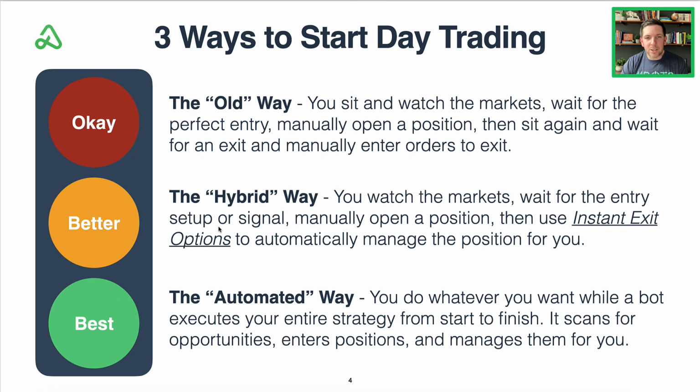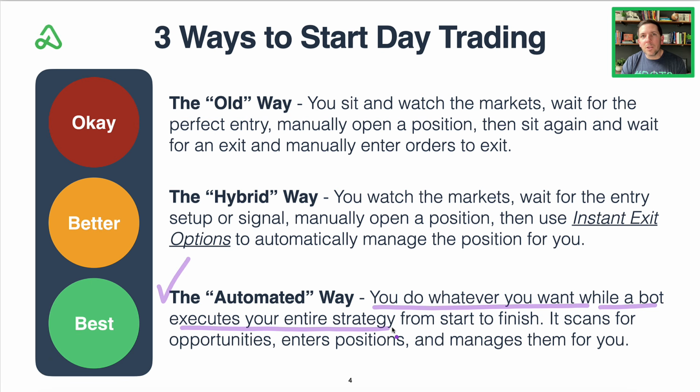Okay, so the last way to trade is the automated way. This is what I do most of the time. Of course, this is what we're known for here at Option Alpha, making automation a lot easier for you. The automated way basically means the entire process is already set up inside of your bots. So you do whatever you want. You can work, you can not watch the markets, you can watch the markets, play with your kids, read a book, go swimming, do whatever you want to do while a bot executes your entire strategy for you from start to finish.